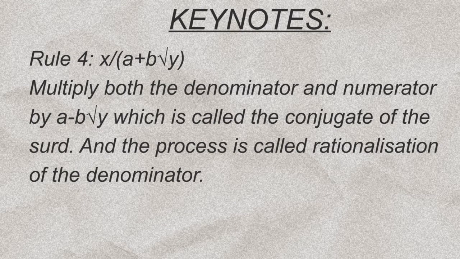And normally, the conjugate of that value will give us a minus b root y, which is the conjugate of a plus b root y. And this process of simplifying this is called the rationalization of the denominator. So if we rationalize, we'll have a value that we can easily simplify. Examples that will be taken will show you how to go about this. So do not panic at what we are doing for now.